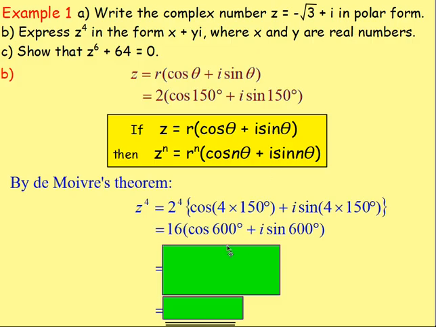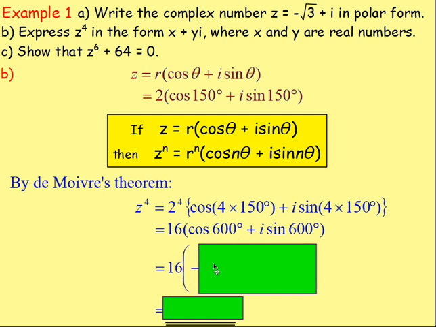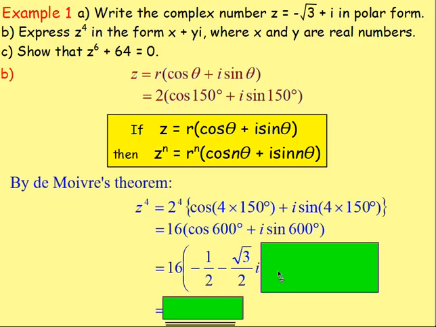All you're wanting to do with that is leave the 16 as is just now, but work out the value of the cos of 600. If you work that out either using your exact value triangles and CAST from Higher, or just banging it into your calculator, you end up with negative 1/2. And if you work out sine of 600, you will get negative root 3 over 2. So that will be the coefficient of i.